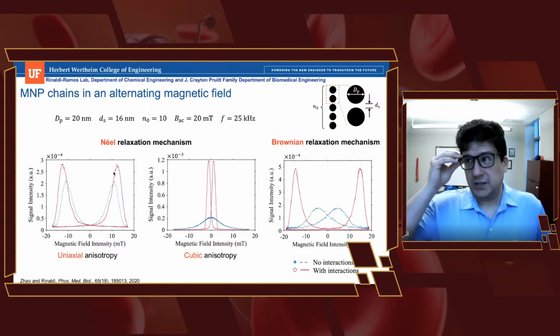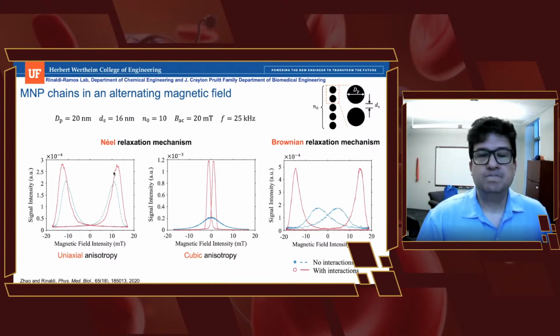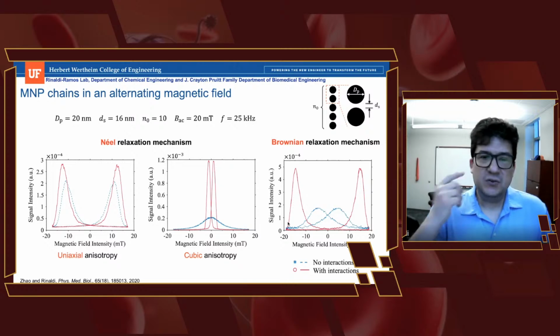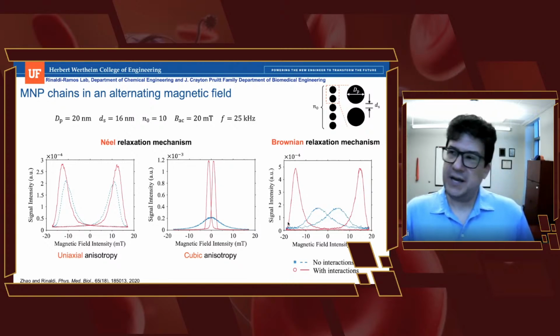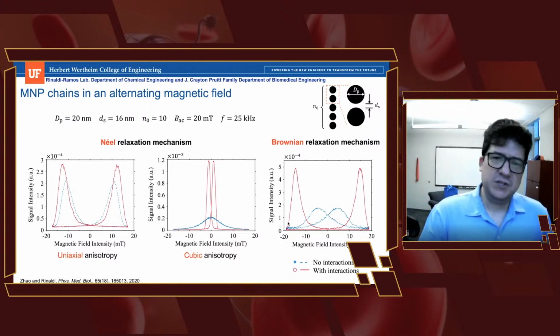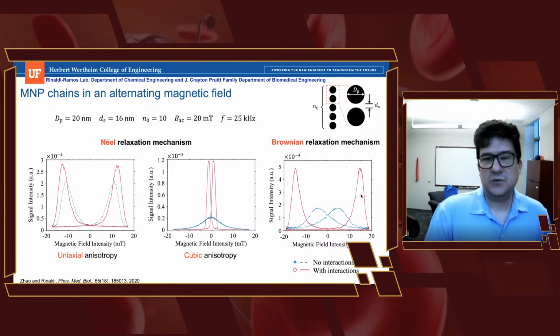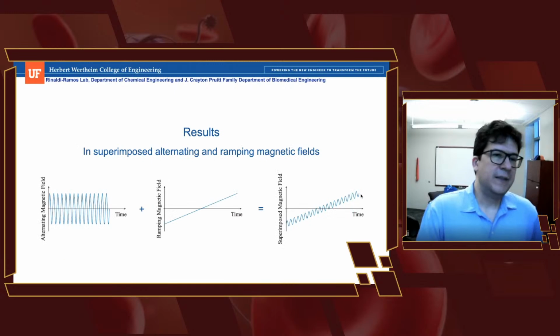Interestingly, the same is predicted for Brownian relaxation. This is without interactions in blue, with interactions in red, and you see the same effect. There is a change in the peak location, but that can be accounted for during imaging. But more importantly, there is an increase in signal intensity and also a sharpening of the signal. This is quite exciting because, again, it illustrates how interactions can be leveraged to obtain better MPI performance.